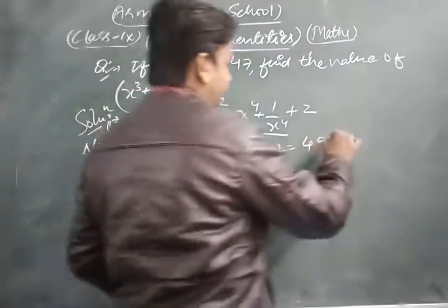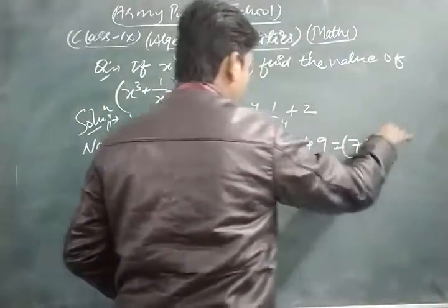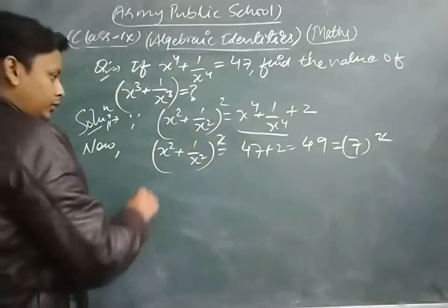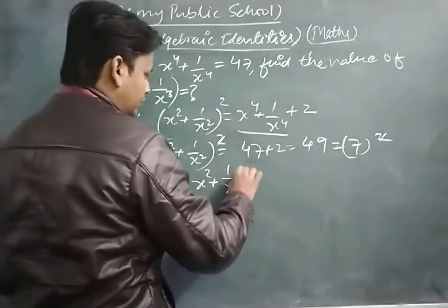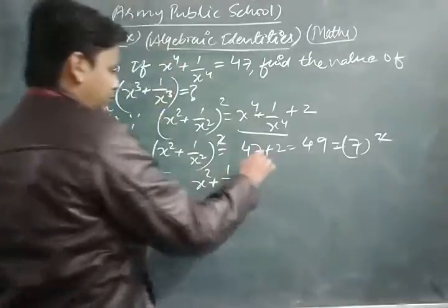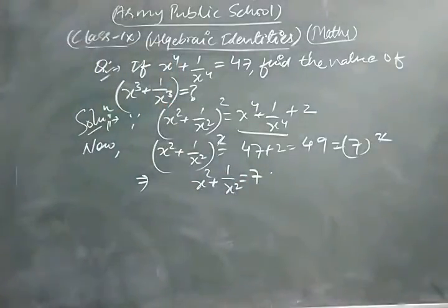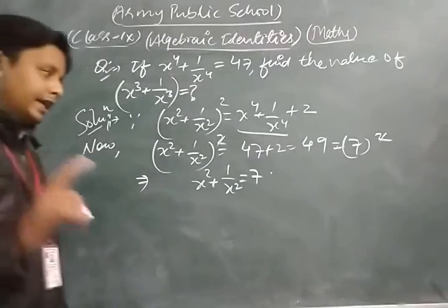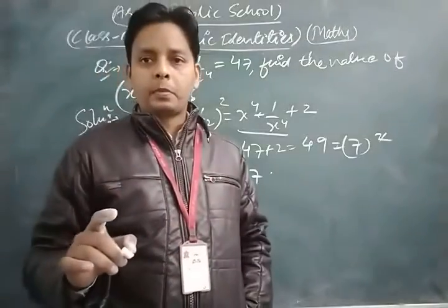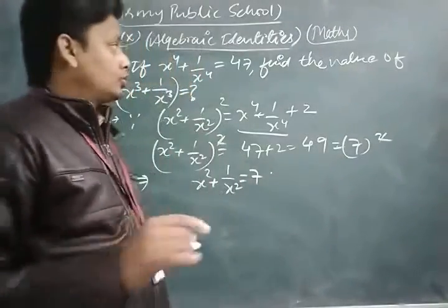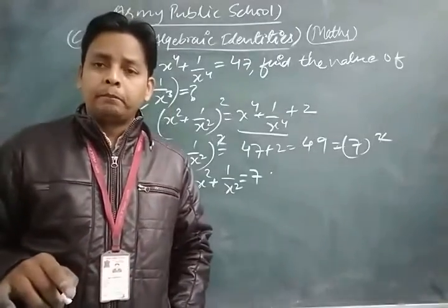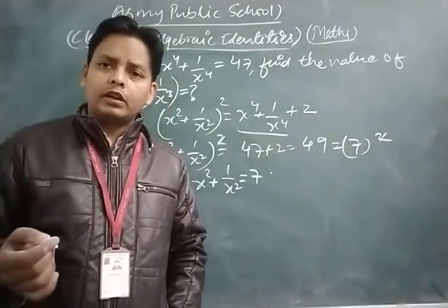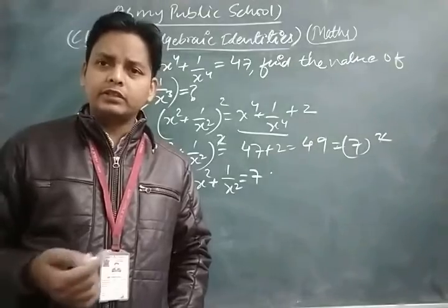Thus 49 is the square of 7, so the squares cancel each other. So we have the value of x square plus 1 upon x square, that is 7. Now we again apply the identity, because we just need to find the value of x cube plus 1 upon x cube. So before that we find the value of x plus 1 upon x, after that we find that value.